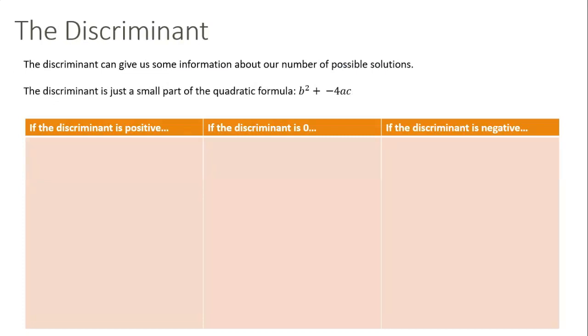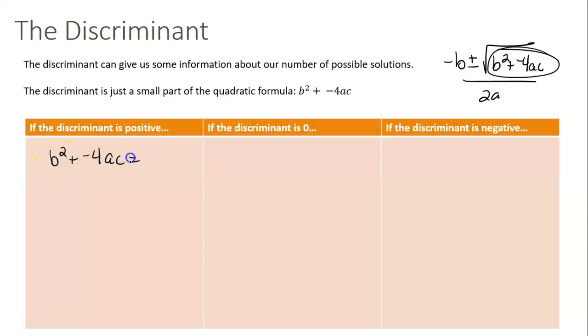All right, the discriminant. The discriminant gives us some information about our number of possible solutions. The discriminant is just a small part of the quadratic formula. If you remember, the quadratic formula looks like this. The discriminant is what's underneath the radical. So if your discriminant is positive, if b squared plus negative 4ac is equal to a positive number, that means you're finding the square root of a positive number, and that's possible. That means you're going to have 2 solutions.